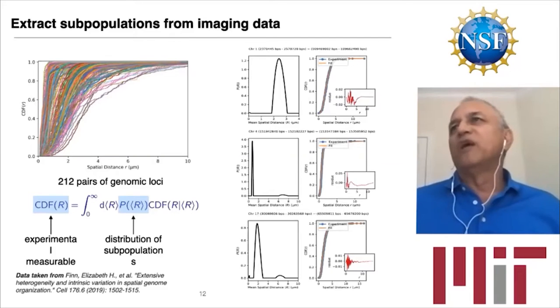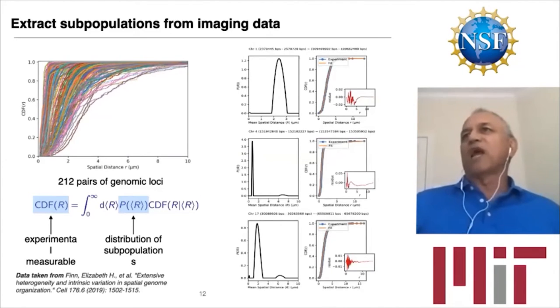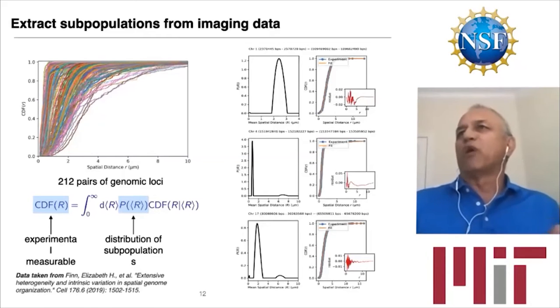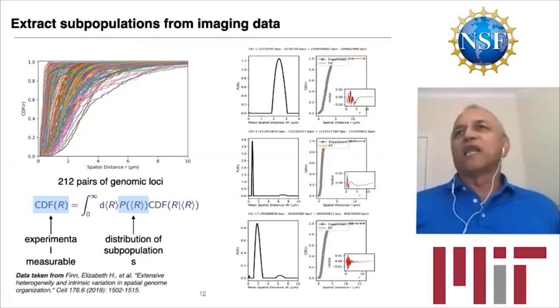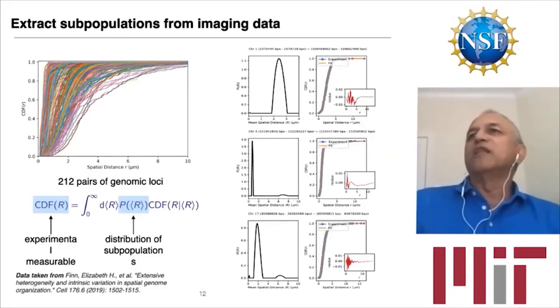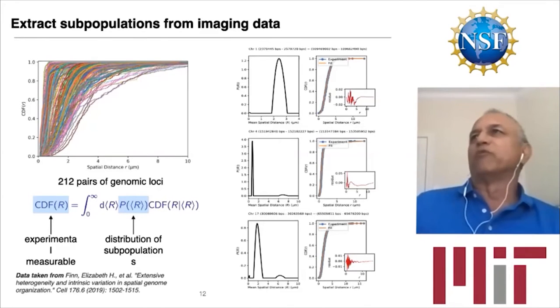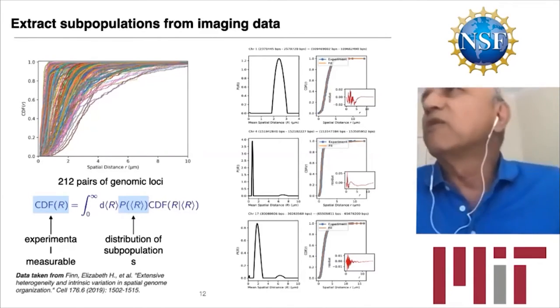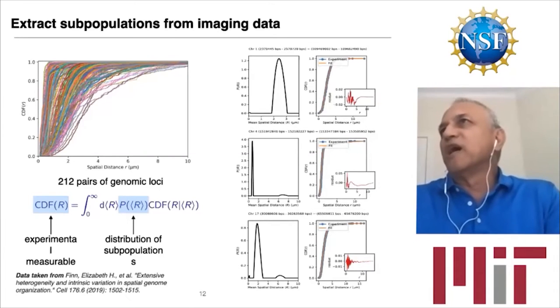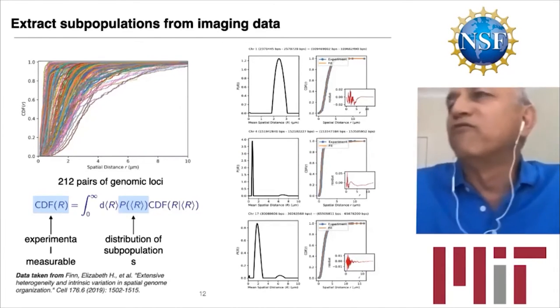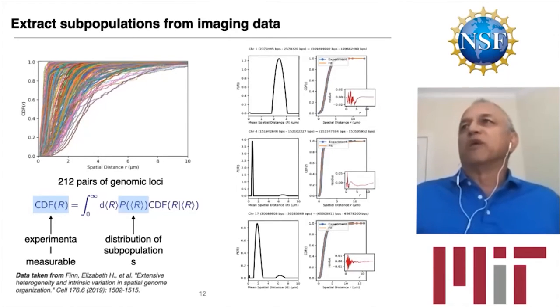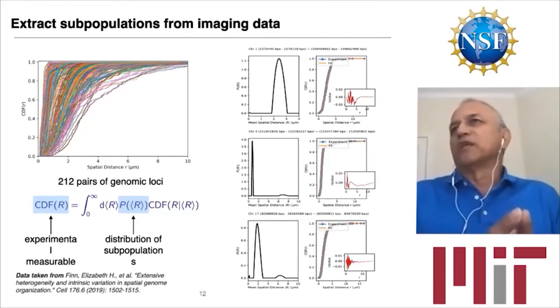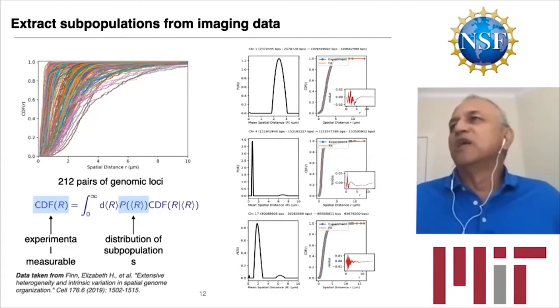The CDF, the cumulative distribution function for a given average distance, is something that we calculate from the polymer theory that I showed you very briefly in the previous slide. And all one has to do then is, in fact, solve this equation. When you solve this equation, you'll get an indication of how heterogeneous a cell population is. On the right-hand side are three genomic distances from three different chromosomes, chromosome 1, 4, and 17. And you can see that the P of R is quite broadly distributed. If it were a homogeneous population, that P of R would be a delta function, but that's not the case.